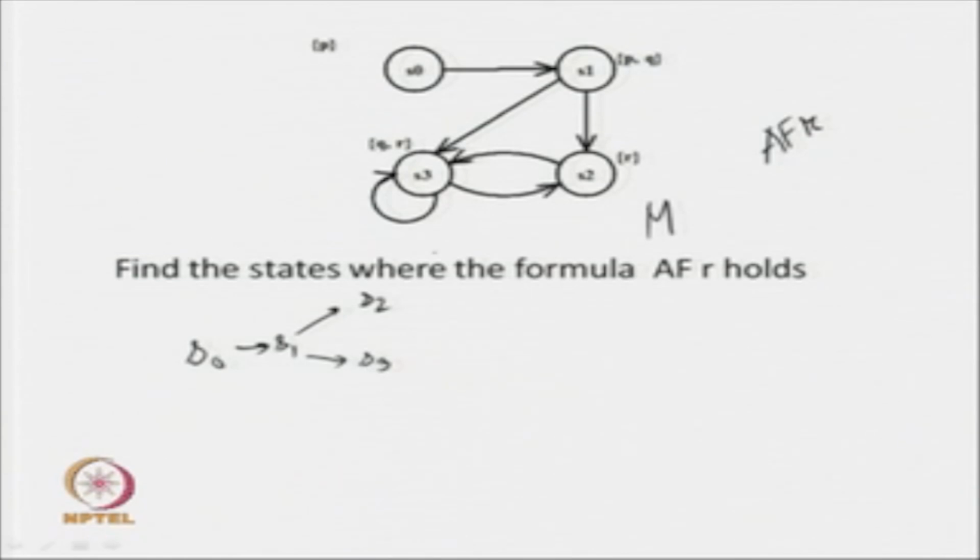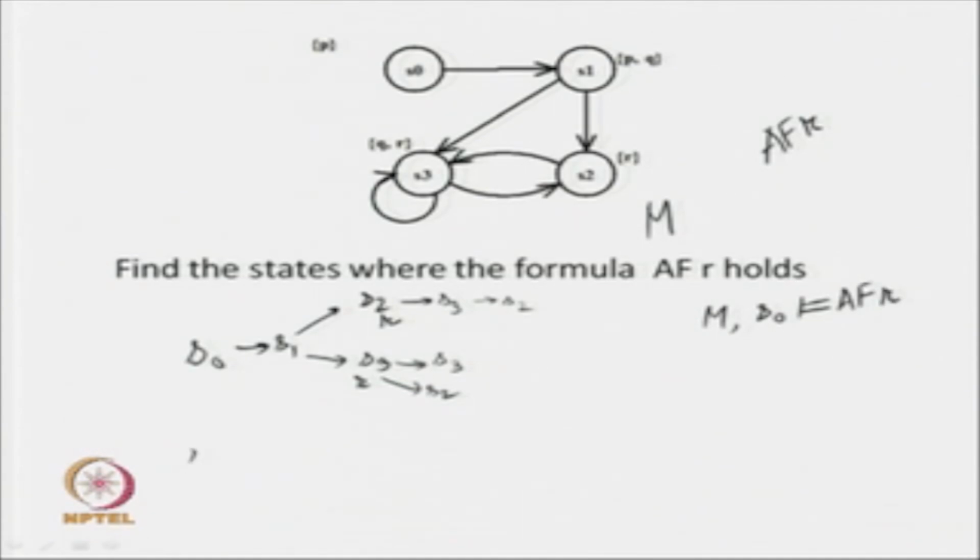Again from S2 it is going to S3, and from S3 again it is coming back to S2 like that, or from S3 it may remain in S3, or it may go to S2. But now you just see whether in all paths in future R holds or not. If you look at all those paths, we will find that in one future state, S2, R holds. That means you can say that in this model M, S0 satisfies that in all paths in future R holds.